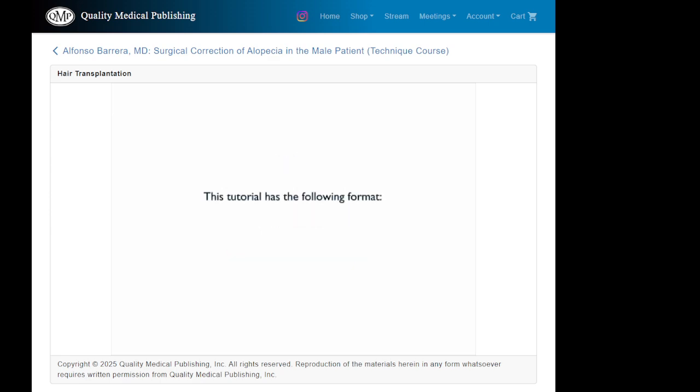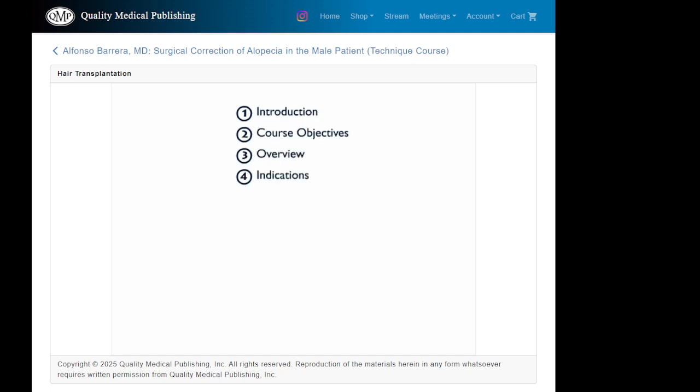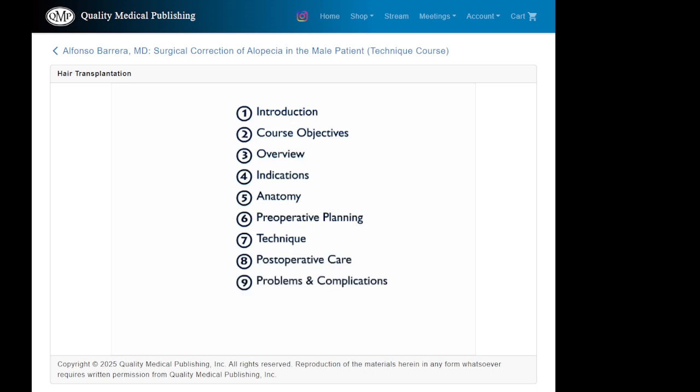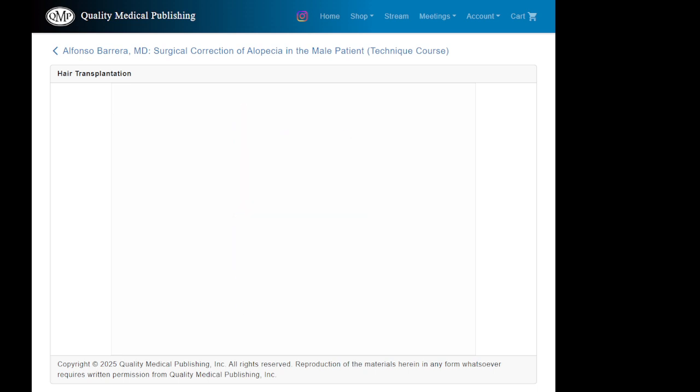Course format. This dynamic tutorial has the following format. 1. Introduction. 2. Course objectives. 3. Overview. 4. Indications. 5. Anatomy. 6. Preoperative planning. 7. Technique. 8. Postoperative care. 9. Problems and complications. 10. Results. The total time you need to complete the course is approximately 60 minutes.